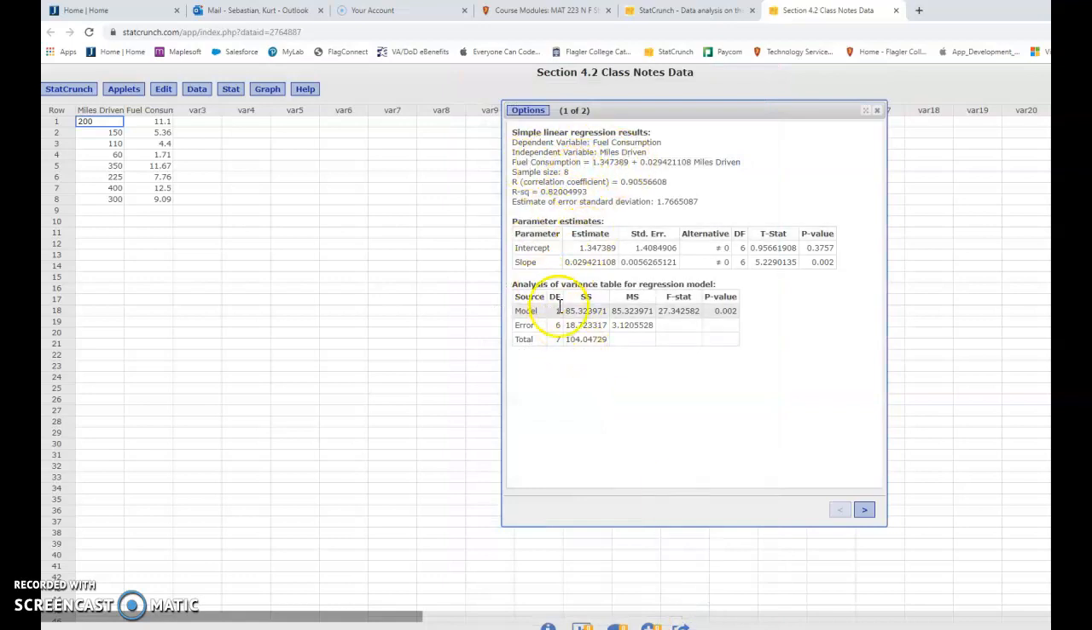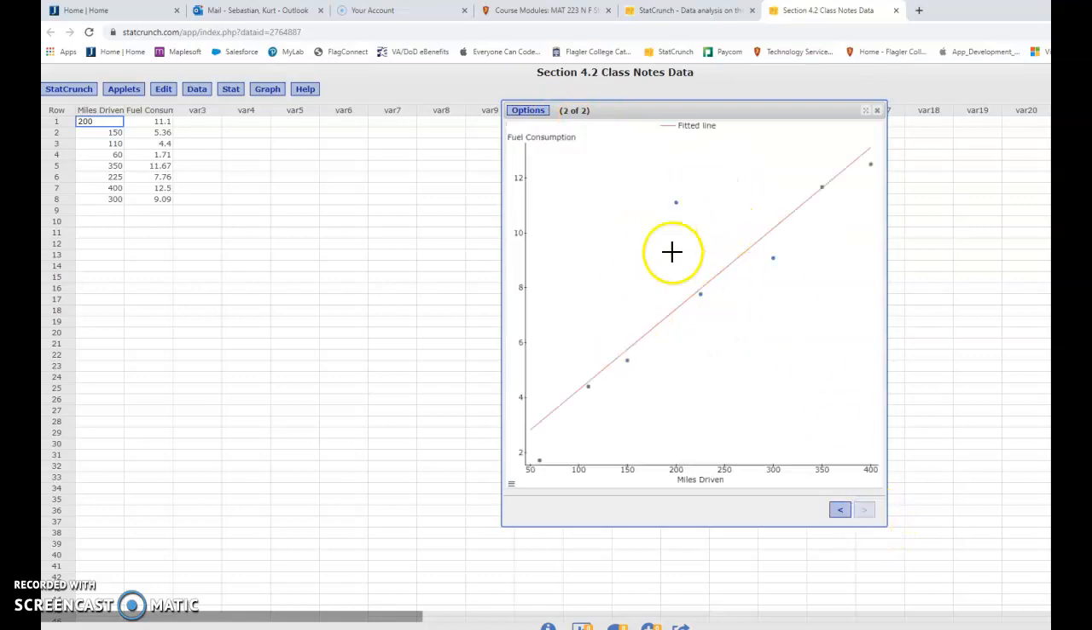Okay, now notice that I didn't show you the scatter plot last time. If you actually want to see the scatter plot, we come over here and click on this right arrow at the bottom. It's the second page. Up here it says 1 of 2. We'll go to the second page, and here's where the scatter plot is.